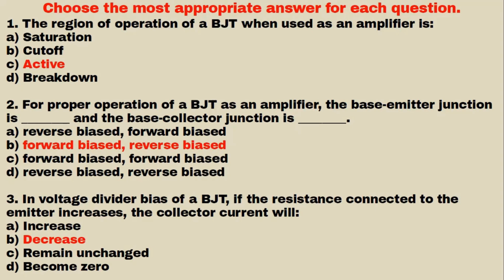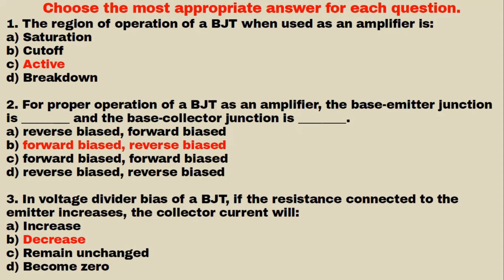The second question: for proper operation of a BJT as an amplifier, the base emitter junction is forward bias, and the base collector junction is reverse bias. As with the previous slide, we have already seen this forward bias and reverse bias. So the correct answer should be B. Let's go to the third question. In voltage divider bias of a BJT, if the resistance connected to the emitter increases, what will happen to the collector current? It will decrease, right? It will decrease.